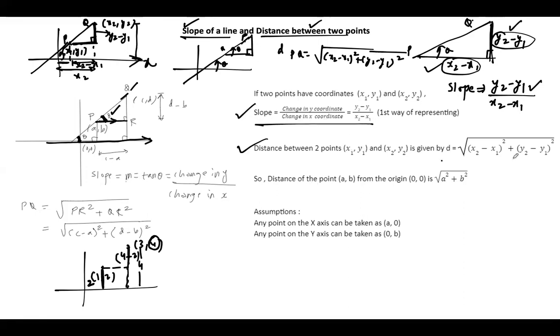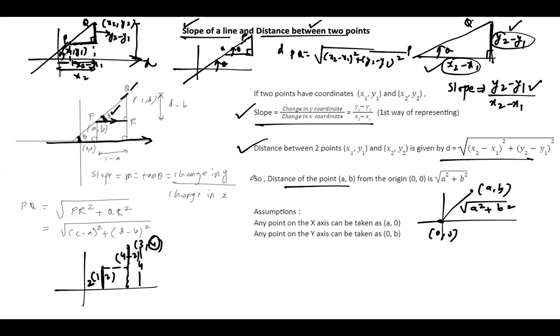Distance between 2 points I've told you. Distance of the point A comma B from the origin. Let's say this is the origin and this is your point A comma B. So what is the distance? You can say under root of x2 minus x1 square, which is a minus 0 the whole square, which is a square, plus b minus 0 the whole square, which is b square. This can be important at times.